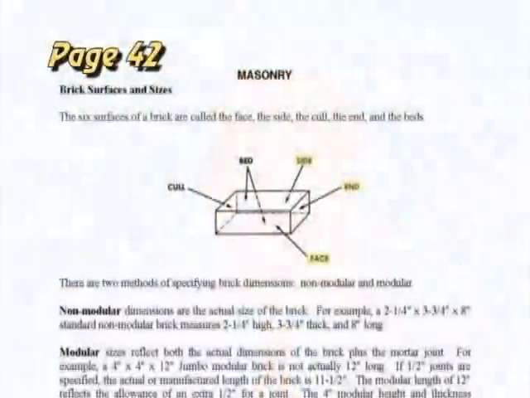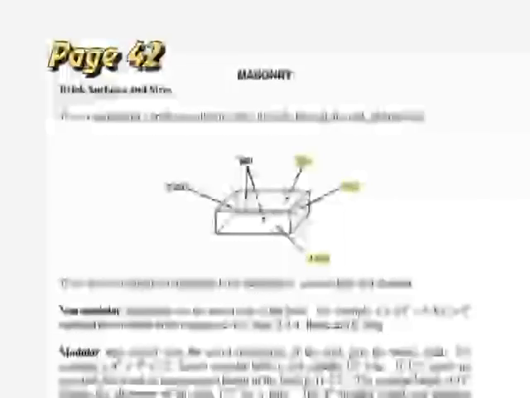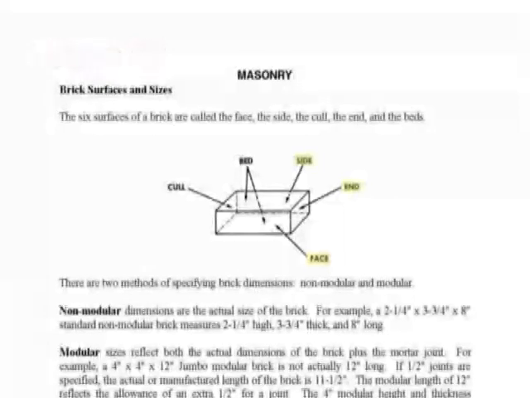The next section is masonry. Brick surface and sides. If you look at the illustration, you'll see 6 terms. The 3 terms, side, end, and face, are the ones that are most commonly used. If you understand those, I think you'll be fine. So let's underline and highlight side, end, and face, and know what part of the brick they're talking about when they use that term. Read through the rest of that, paying attention to non-modular and modular sizes.